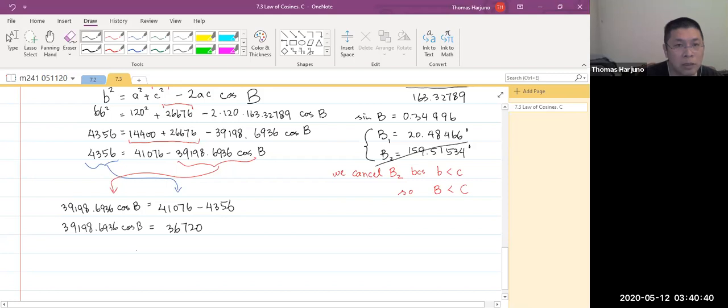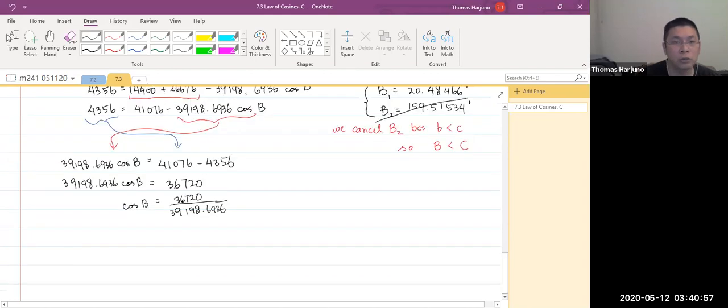So cosine b equals 36,720 over 39,198.6936. Now I try my best not to change that into decimal. Okay, just leave it like that. We do the b right away. B equals cosine inverse. Now the reason is if you change that to decimal, you may have rounding error. We may have too many compounded rounding errors. So leave it like that and then just use this number in your calculator.